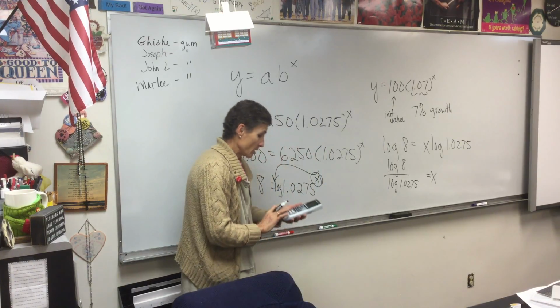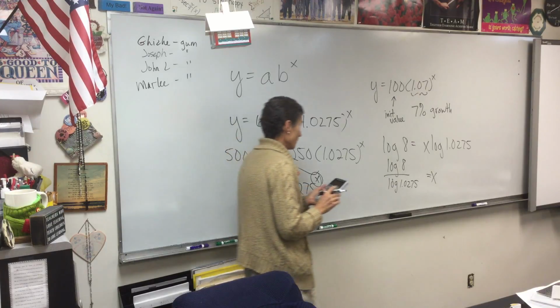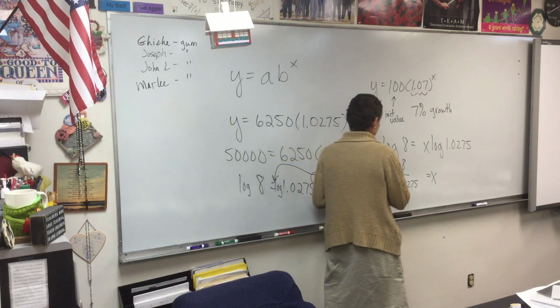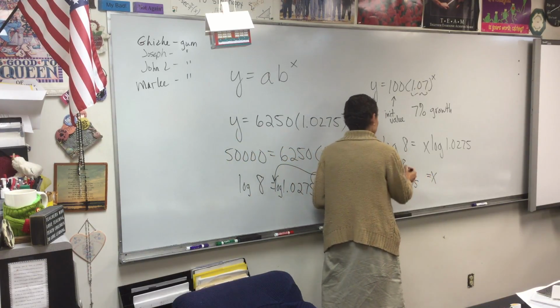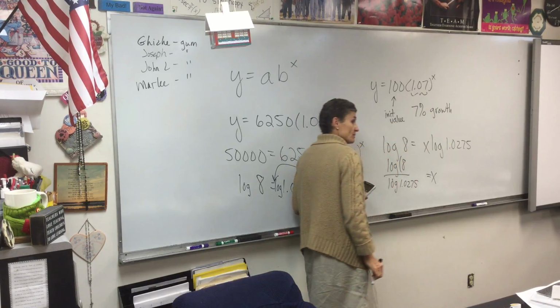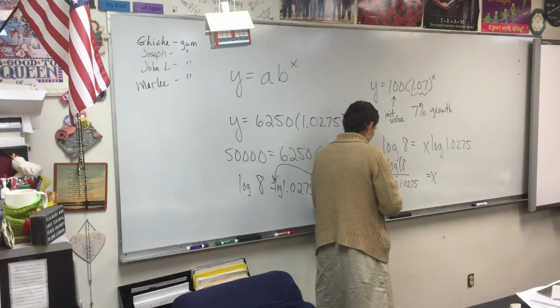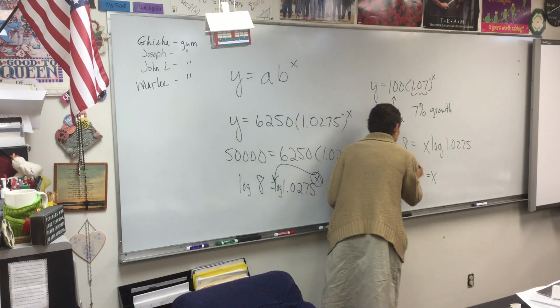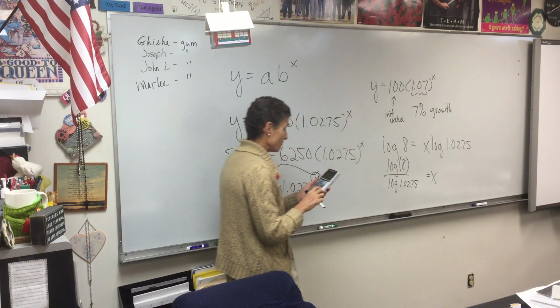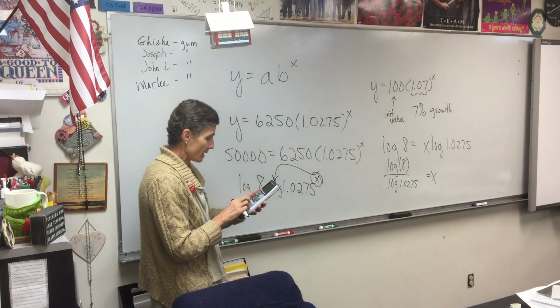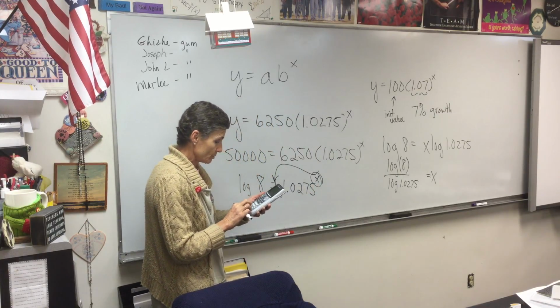Now, if you haven't done any logs in a while, please keep in mind that when you press the log button, most of your calculators are going to put a parenthesis right there. Make sure after you type 8 that you close those parentheses before you hit divided by log 1.0275.